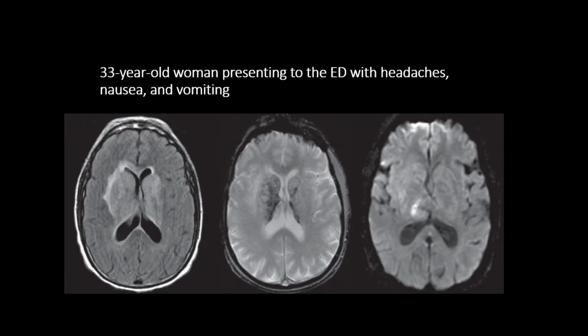This is a case of a 33-year-old woman presenting to the emergency department with headache, nausea, and vomiting. Here are the MRI images. This is the FLAIR and T2 star gradient, and this is the diffusion weighted images.